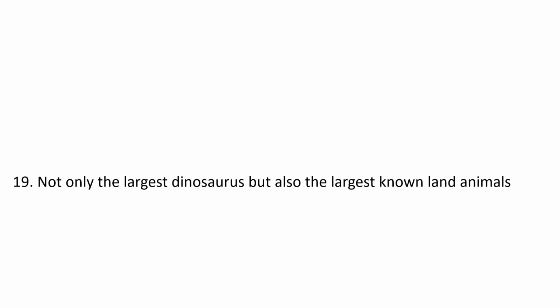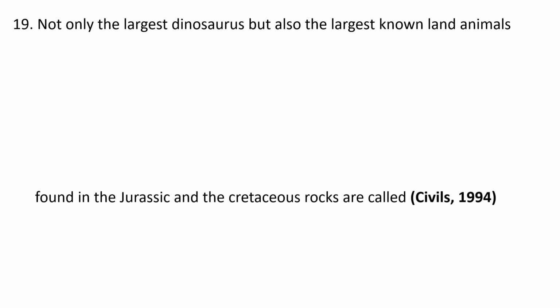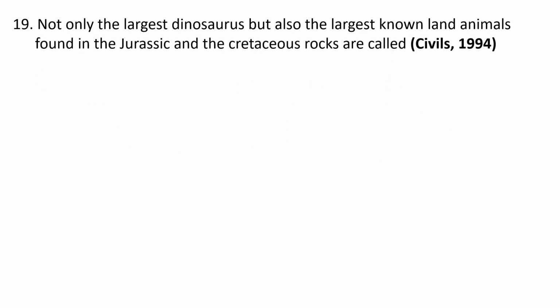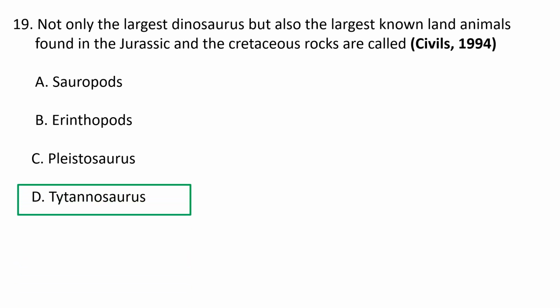Next question. Not only the largest dinosaurs but also the largest known land animals found in the Jurassic and Cretaceous rocks are called... So apart from the largest dinosaurs, what are the largest known land animals found in the Jurassic and Cretaceous rocks? The choices are A. Sauropods, B. Ornithopods, C. Plesiosaurus, D. Titanosaurs.